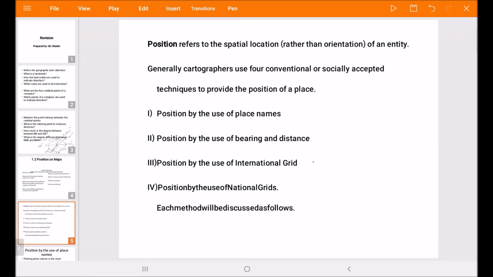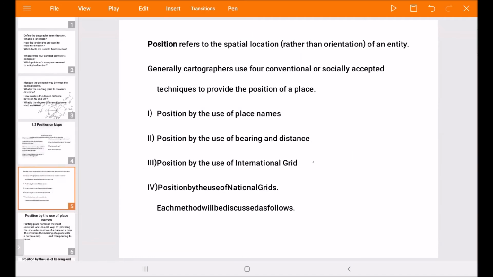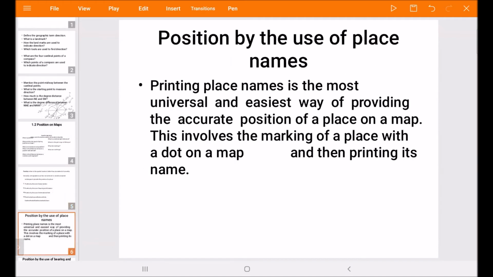Position by the use of place names. Printing place names is the most universal and easiest way of providing the accurate position of a place on the map. For example, if we want to describe where Addis Ababa is located, simply put a dot and write the name of the place near the dot.